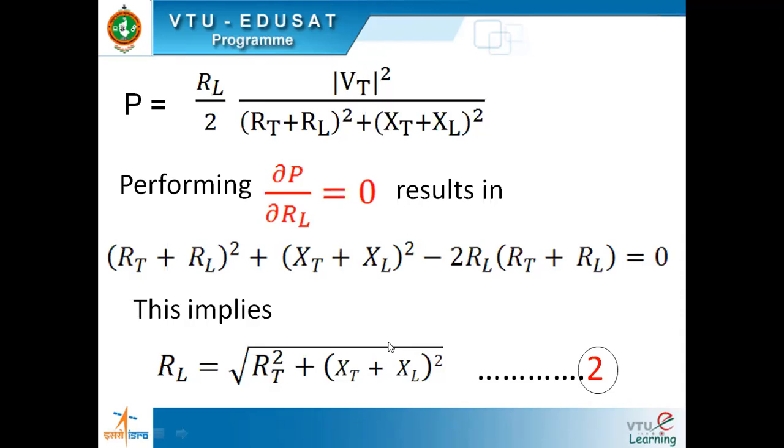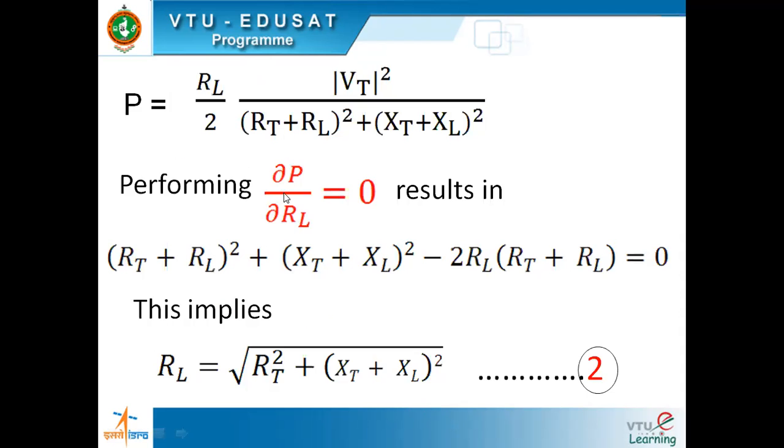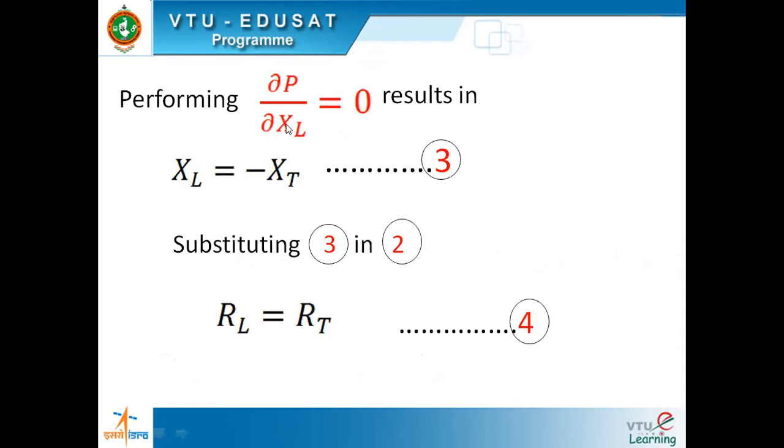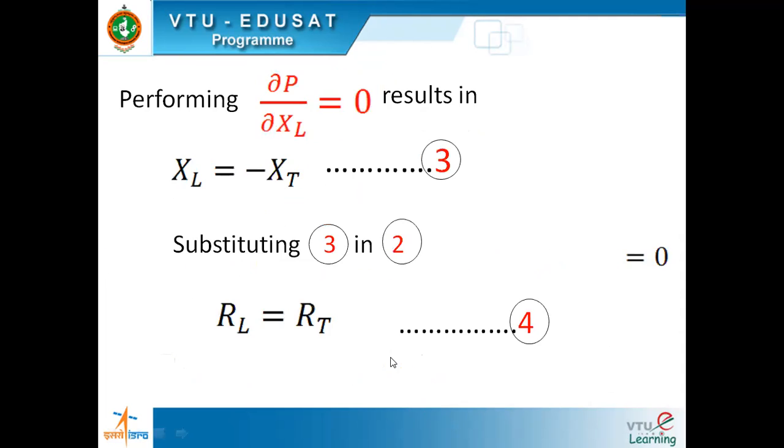Similarly, performing this differentiating P with respect to XL. Here we differentiate P with respect to RL. Here we are differentiating P with respect to XL and equating it to 0. So if you do this, you'll obtain this equation number 3. You can do that and see. Okay. So once you differentiate it with respect to RL, you will get this particular equation. And again, you differentiate P with respect to XL and equate it to 0 to get equation number 3.